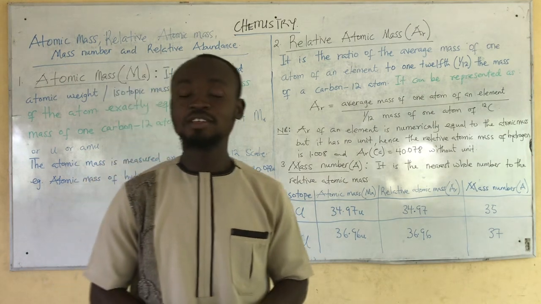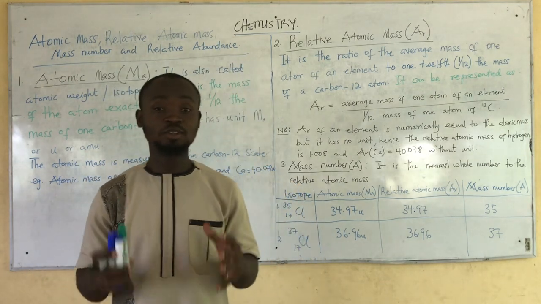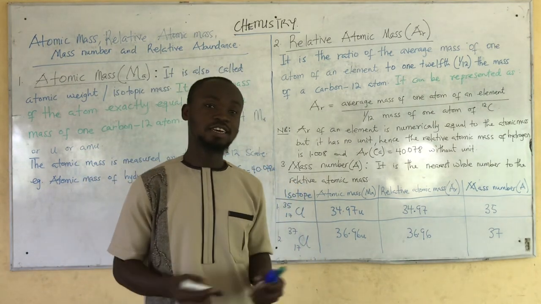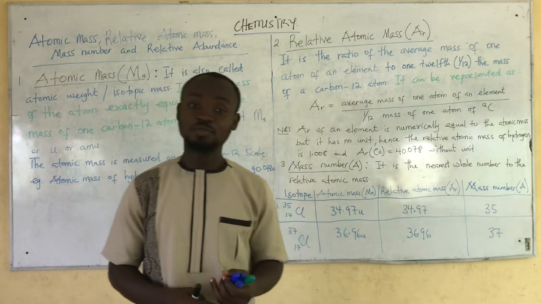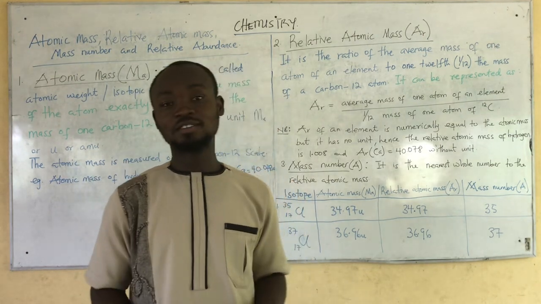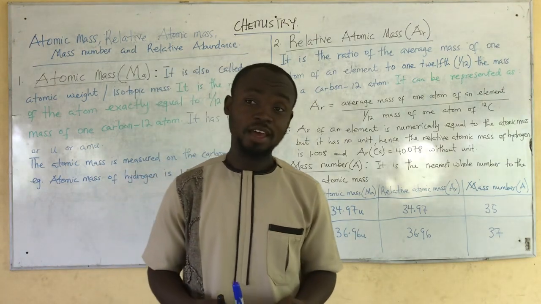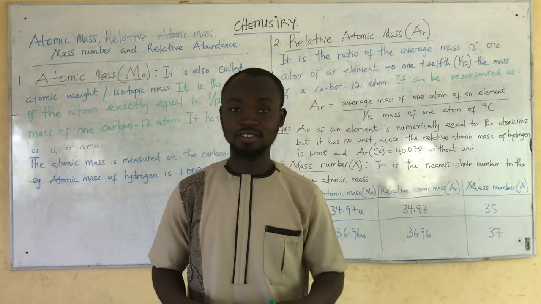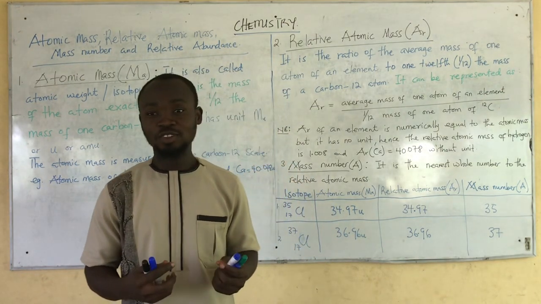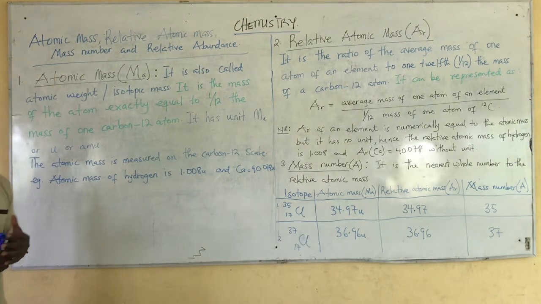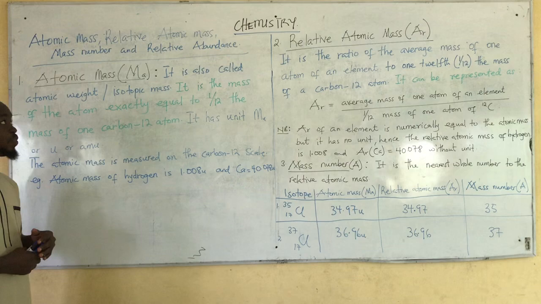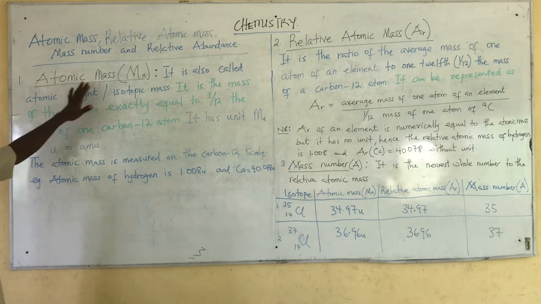In this lesson, we are just going to consider three basic terminologies we need to understand and then we move on. We are going to look at relative atomic mass, mass number, and relative abundance. Is that okay? So in this lesson actually, I have drafted the information down so that we just go through one after the other. So the first one is atomic mass.